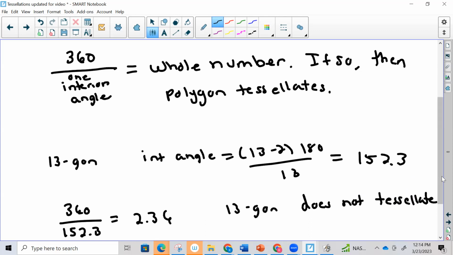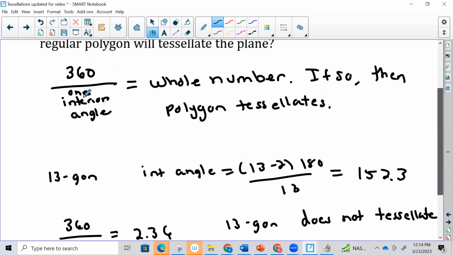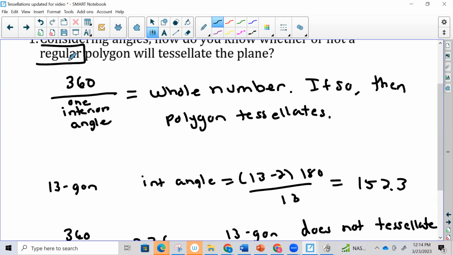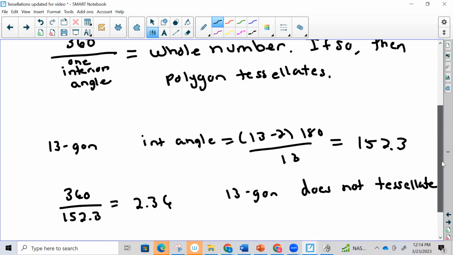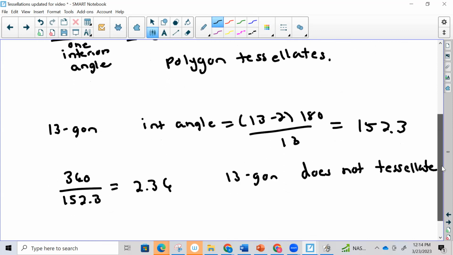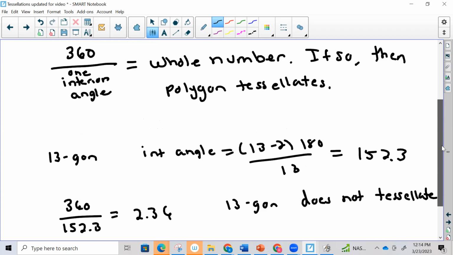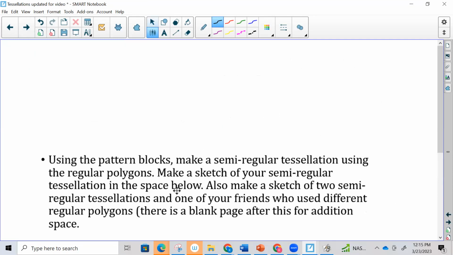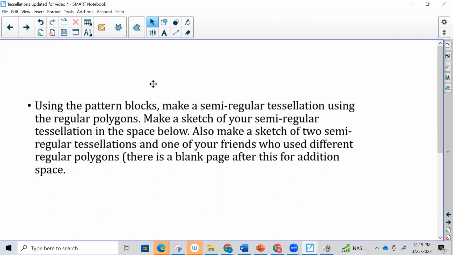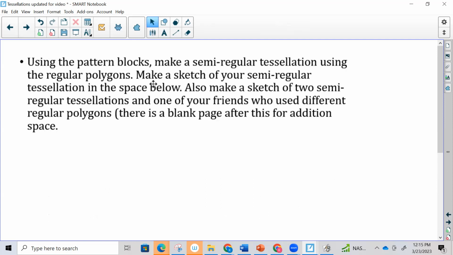And this method only works for regular polygons. It has to be regular to check it this way. But that's how we determine if a regular polygon tessellates. We do 360 divided by the interior angle. If it's a whole number, it tessellates. If it's not, it does not tessellate. And then you should have done question 2 on the classwork activity for your packet. If you have any questions, let me know, but that is tessellation.